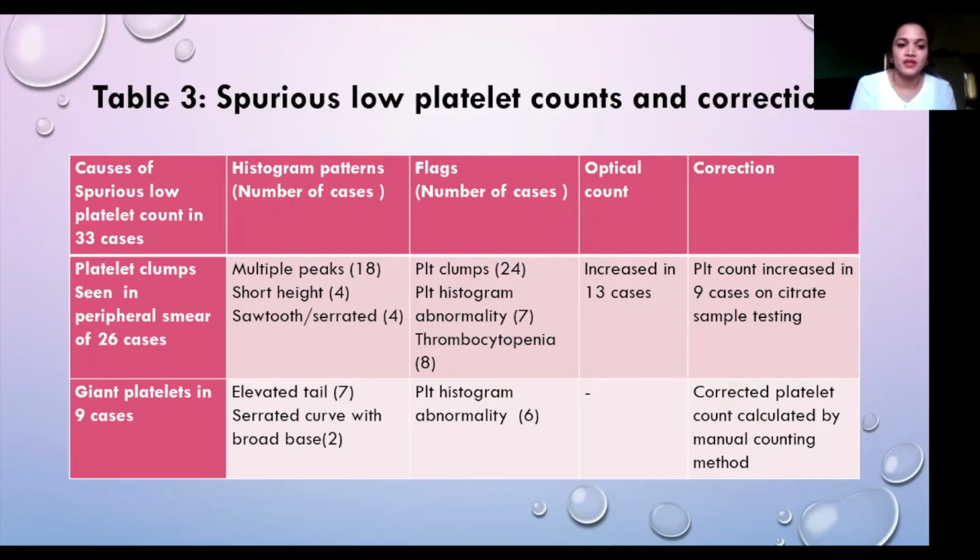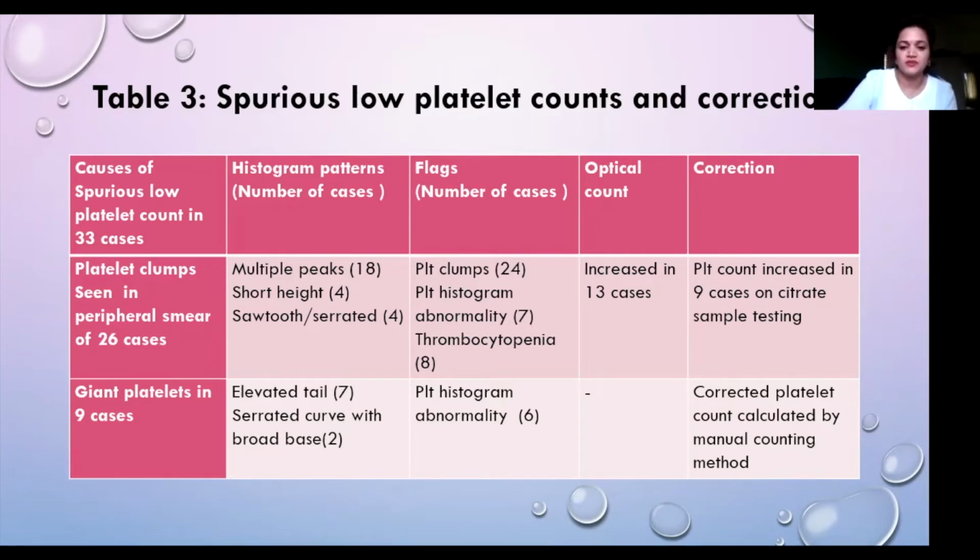Though there were cases wherever thrombocytopenia was there, there were good number of giant platelets, but the number of cases which gave rise to spurious low count because of the giant platelets was seen in 9 cases, where the peripheral smear manual counting was given to correct this particular problem, and that yielded a higher manual platelet count compared to the automated analyzer. And here, coming to this problem, we had the pattern of histogram that had elevated tail in 7 out of 9 cases, and 2 of them showed serrated curve, and histogram abnormality was the flagging generated, which was seen in 6 cases.